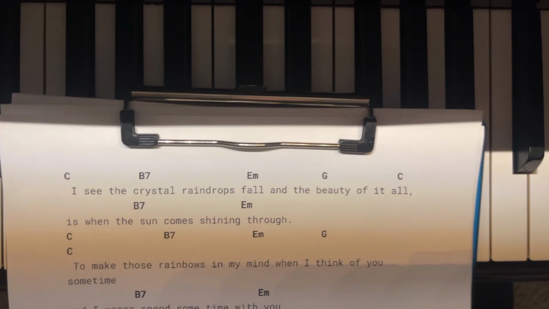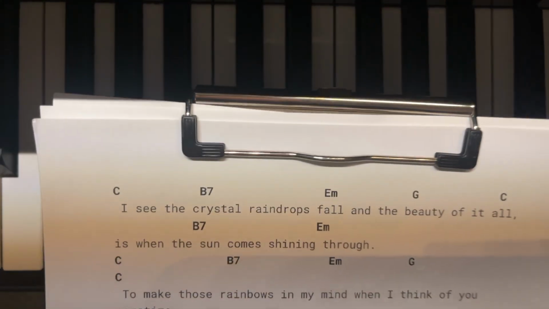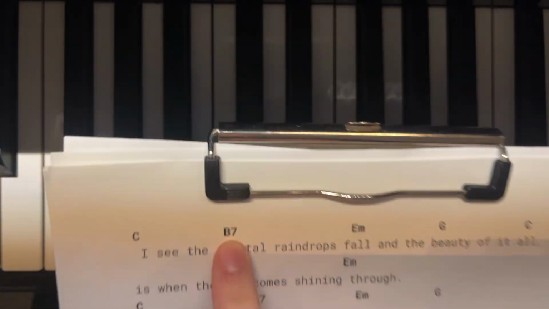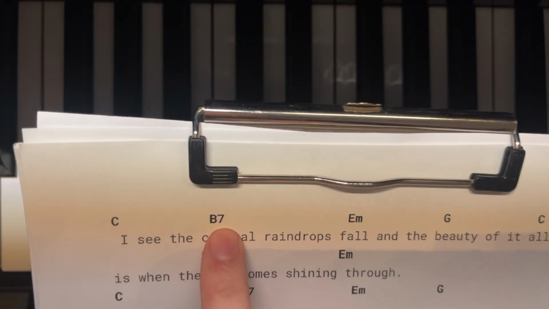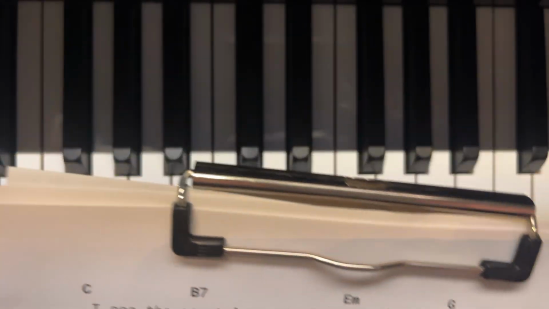Okay, so check this out. These are some chords to the well-known song, Just the Two of Us, and as you can see, it's C. Don't worry about the numbers yet, okay? That'll come in eventually, but don't worry about the numbers. If I were to play these, it would sound like C, B, E minor, G, and C.